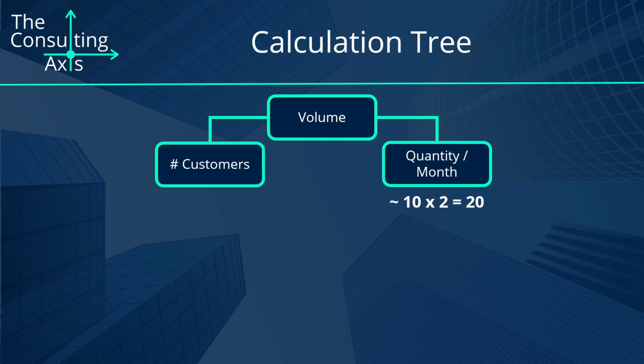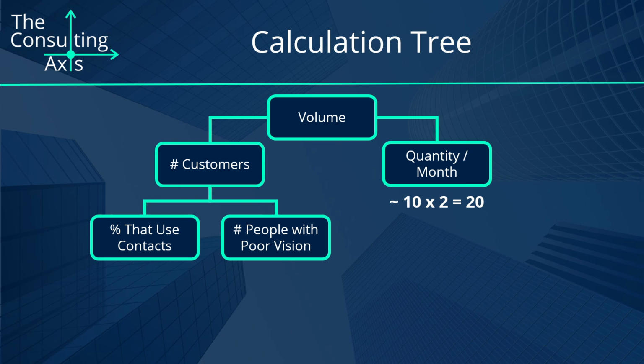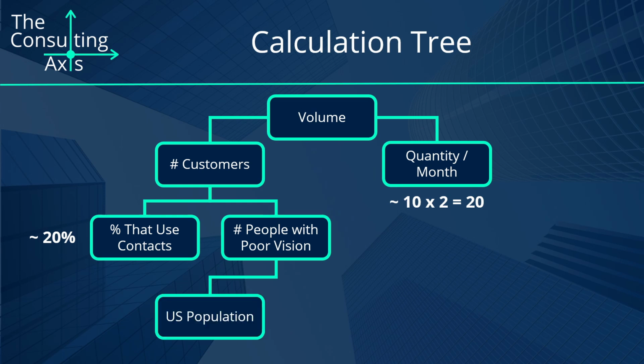Now, I know this is a big assumption, but as long as you state your assumptions, you are fine to make them. Now, looking at the number of customers side, we can break this down further into the number of people with poor vision, so the number of people that wear glasses, multiplied by the percentage of those people that additionally use contact lenses, which I'm going to estimate to be around 20%. And finally, to estimate the number of people with poor vision in the US, I'm going to multiply the US population by the percentage of the population that have poor vision.